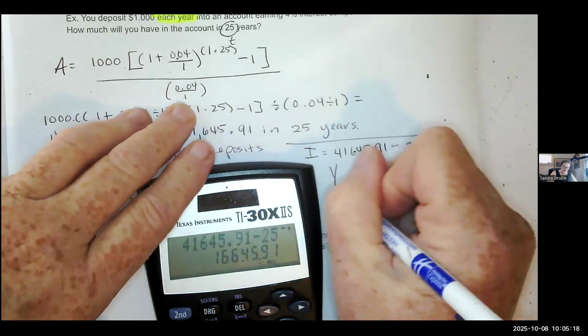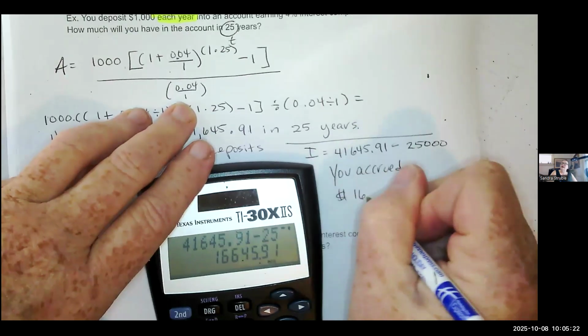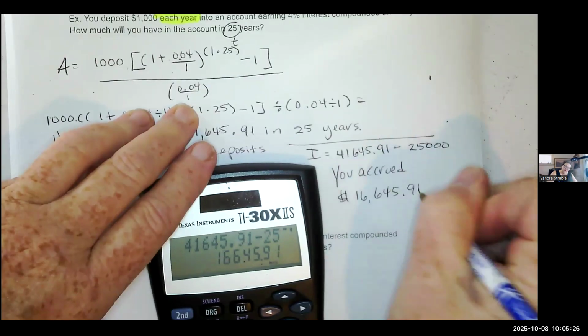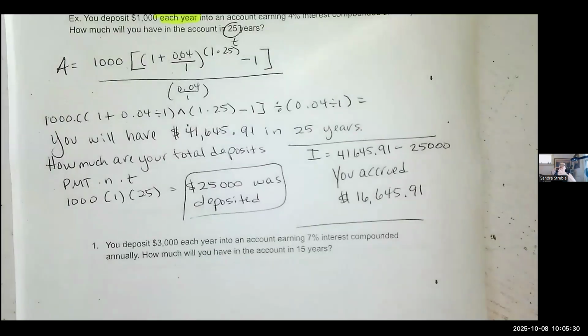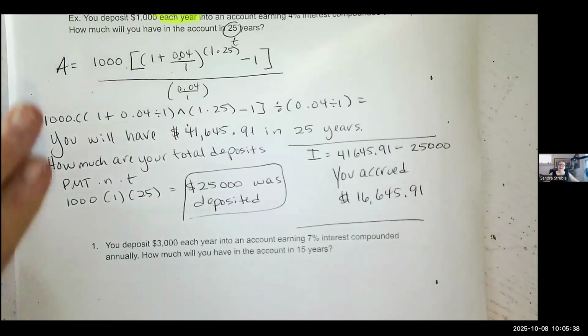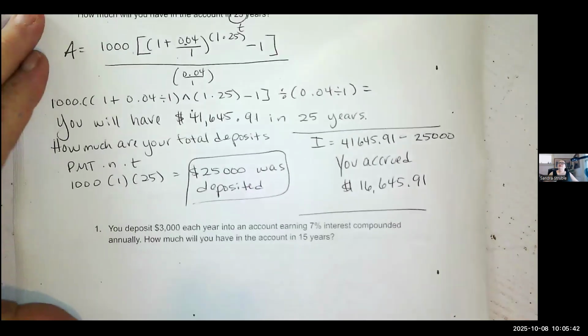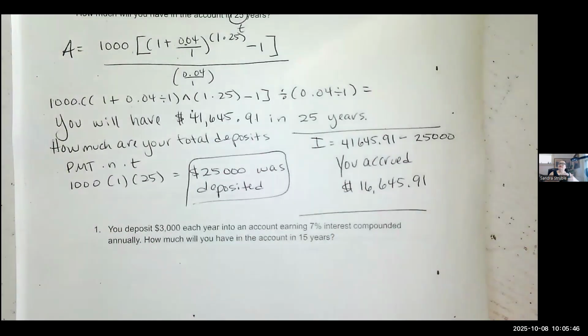So you accrued $16,645.91. So the bank paid you over the 25 years $16,645.91 in interest. That's what they paid you for investing in with them. Okay, let's go to the next one. I'm going to leave mine up here. I would like for you to take the time to attempt to do this one yourself and then come back to see how you did.